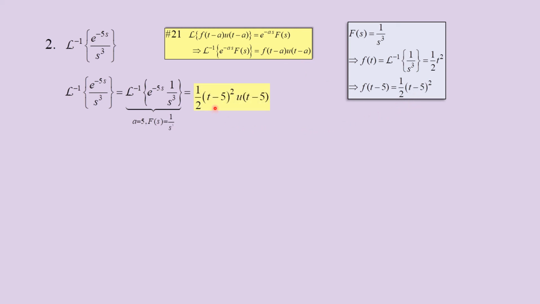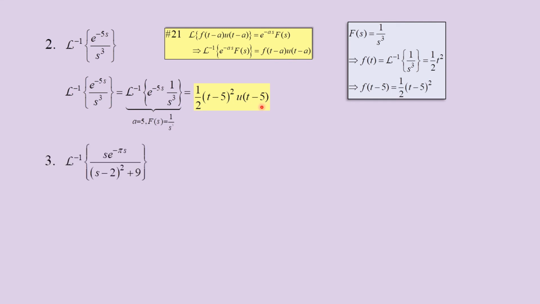Okay, so transfer our result back into here. So this is the f of (t minus a) multiplied by u(t minus a). Okay, so we conclude that the inverse Laplace transform of e to the negative 5s over s cubed is equal to half multiplied by (t minus 5) squared u(t minus 5).